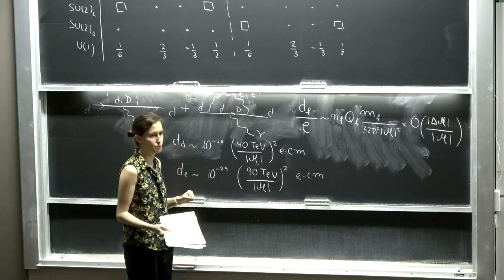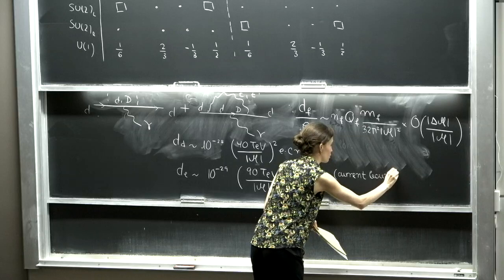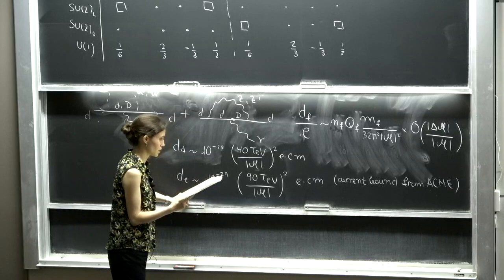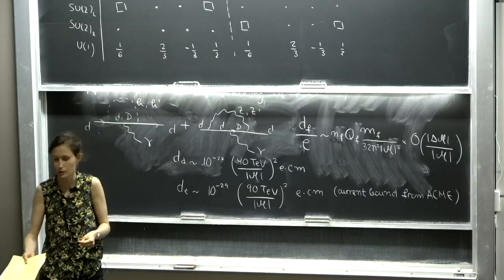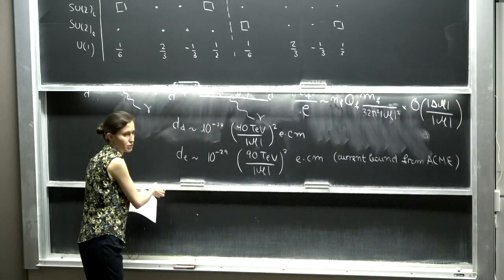This bound is exactly the current bound from the ACME collaboration, and I think various other collaborations are going to also improve on this. So basically, radiatively, these models can still be good solutions to the strong CP problem, with the additional statement that there are things to watch out for in future precision experiments.